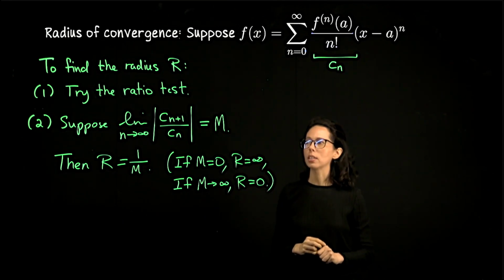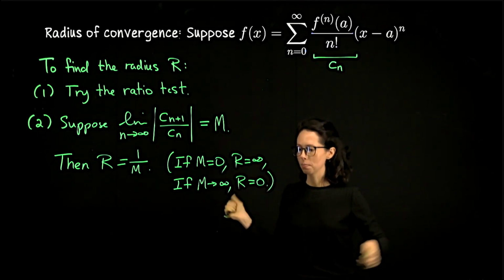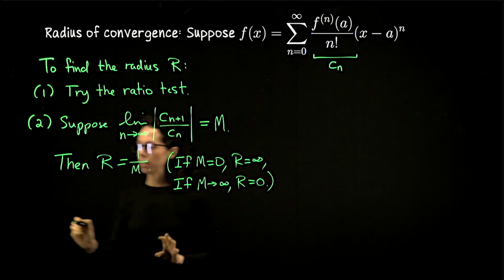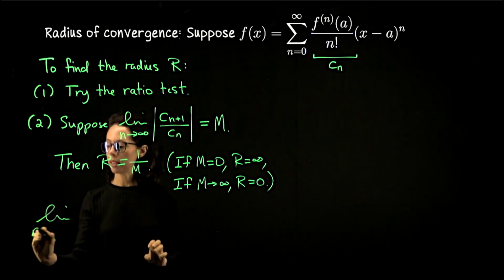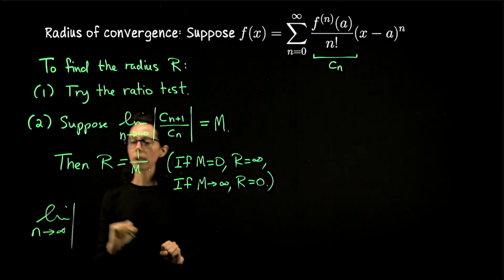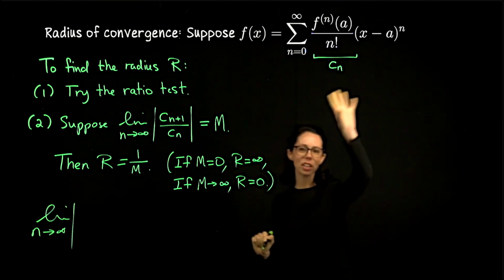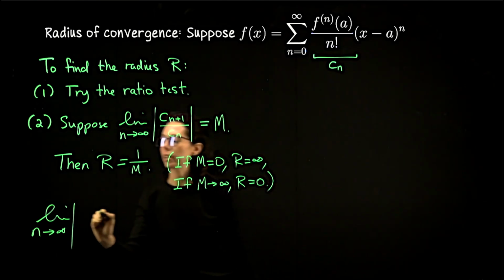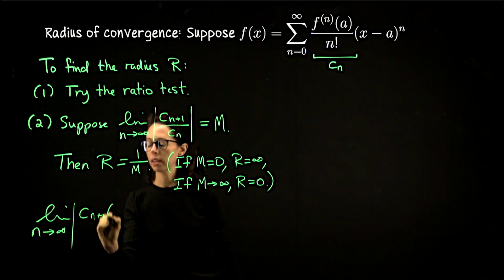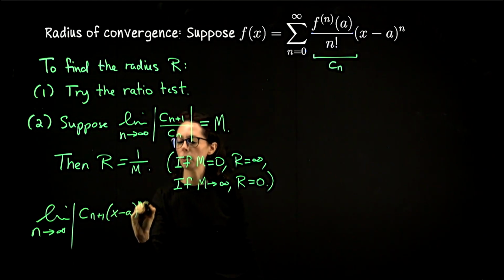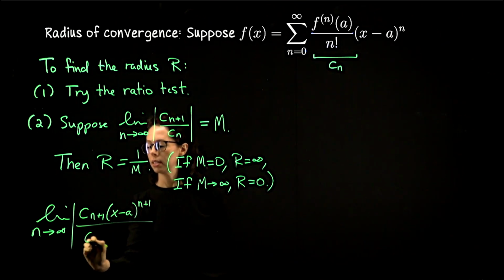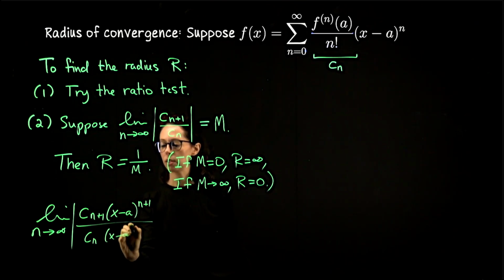Let's see what we could get from the regular ratio test. Okay, so here's what we're going to do: set up the limit as n goes to infinity of the regular ratio test. And again, I can just work with the general power series. So how about Cn plus 1 times x minus a to the n plus 1, divided by Cn times x minus a to the n.